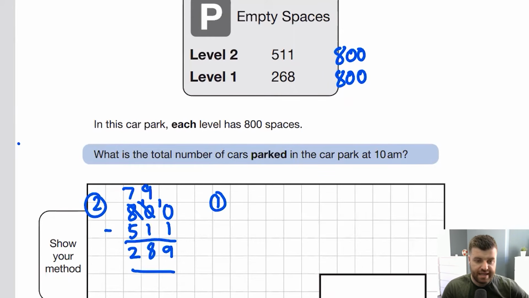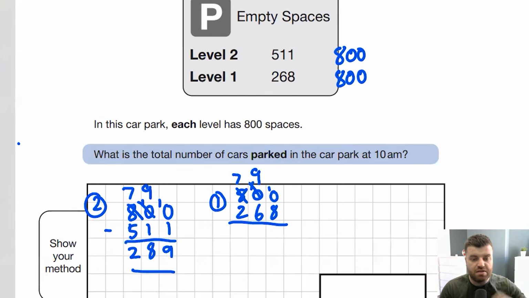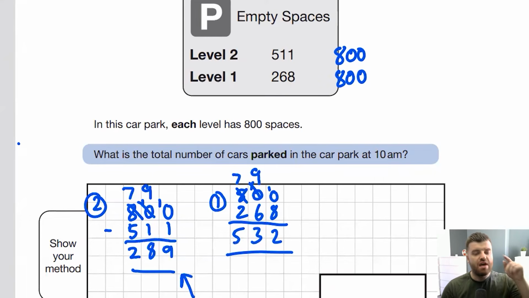Let's do level 1 here. Still 800 spaces. 268 are empty. Let's just do some exchanging here to get to the right answer. Let's find out how many cars are parked on level 1. 10 take 8 is 2. 9 take 6 is 3. 7 take 2 is 5. So there are 289 parked cars on level 2, 532 on level 1.